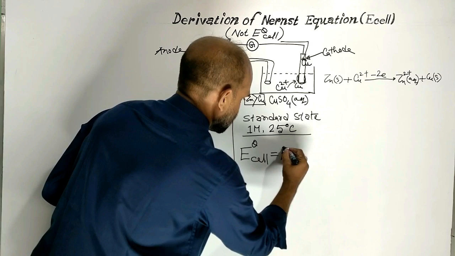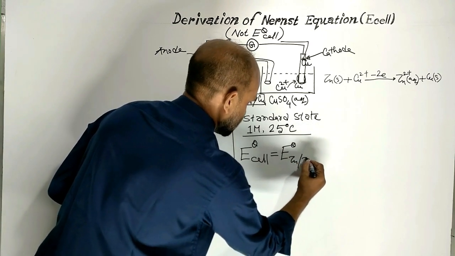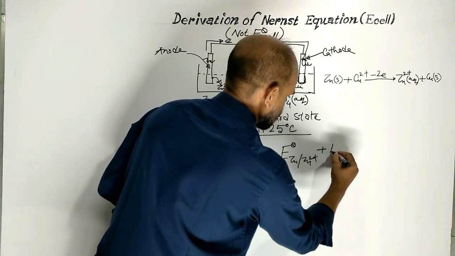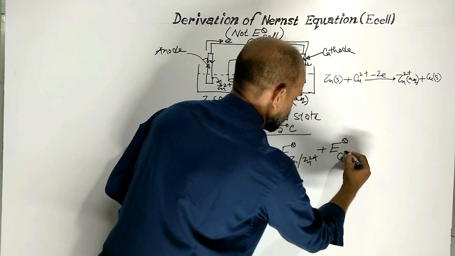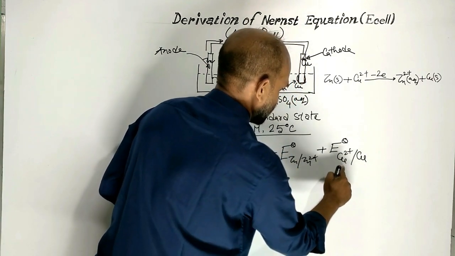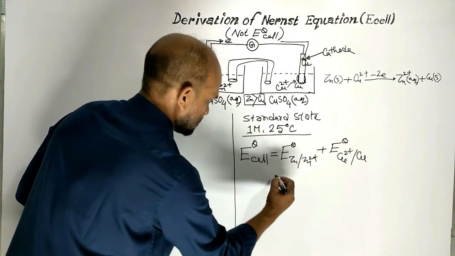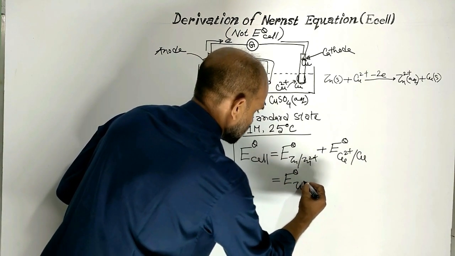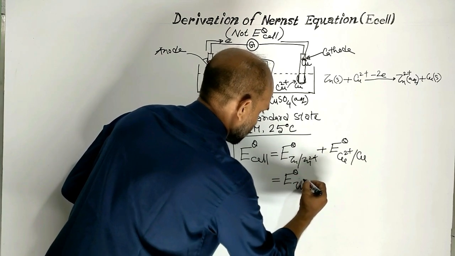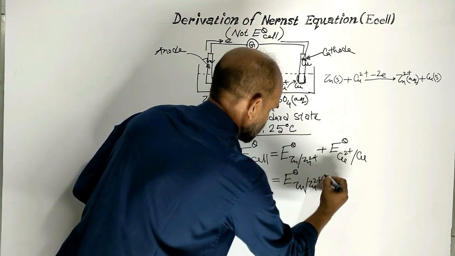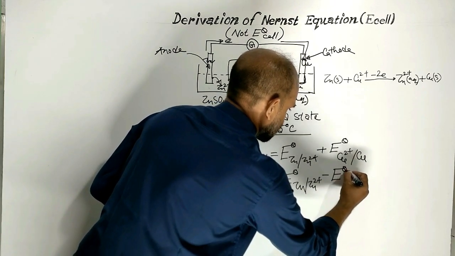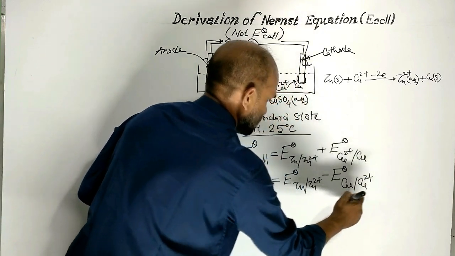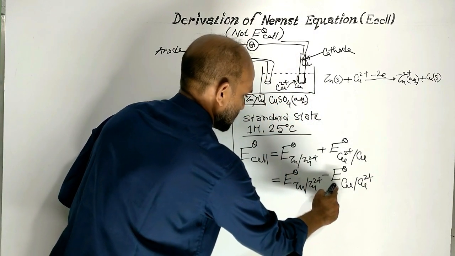That is, standard oxidation potential of anode plus standard reduction potential of cathode. This is one equation. Another equation: standard oxidation potential of anode minus standard oxidation potential of cathode. Here, the cathode's oxidation potential.